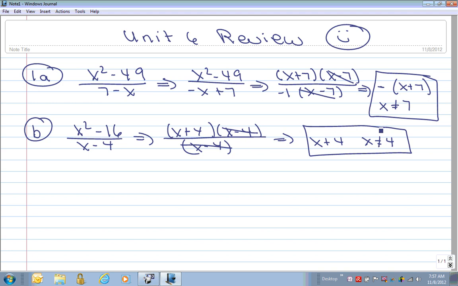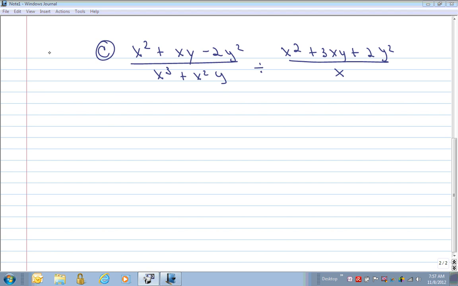Alright, now we're going to go to C. I'm going to start a new piece of paper. It's a little long. Alright, so for C we have a division problem. Remember, when we have a division problem, we're going to end up multiplying by the reciprocal of the second term. So that's the first thing we're going to do here before we start to factor.